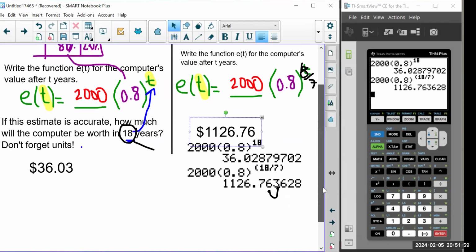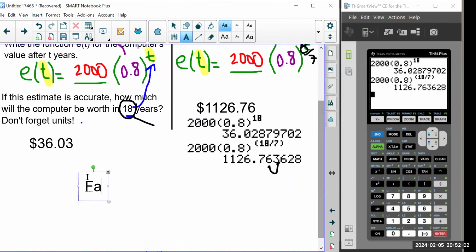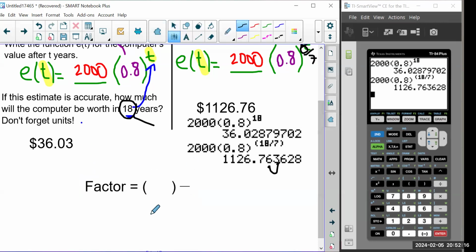If it asks you for the factor, remember, whenever it says factor, we just use the parentheses and the exponent. That's all we need to do. So if we did the one for the 7 years, the rate would still be 0.8. That wouldn't change. And then the factor for 1 year, if I was doing 7, would be 1 over 7, and this would be an exponent. It doesn't really look like an exponent here, so let me make it look like one. 1 over 7, because we're looking for 1 year out of the 7 that it takes to lose the 20%.